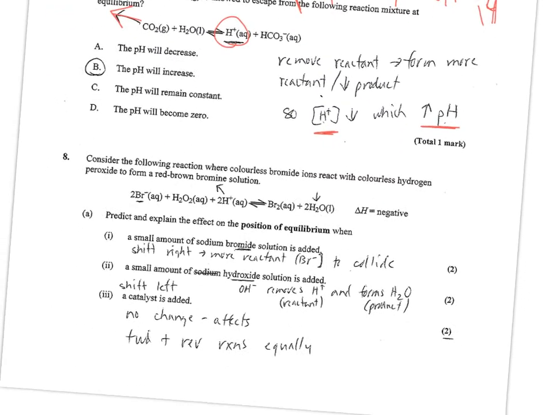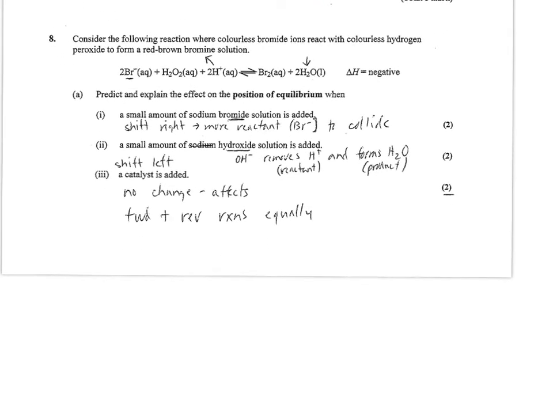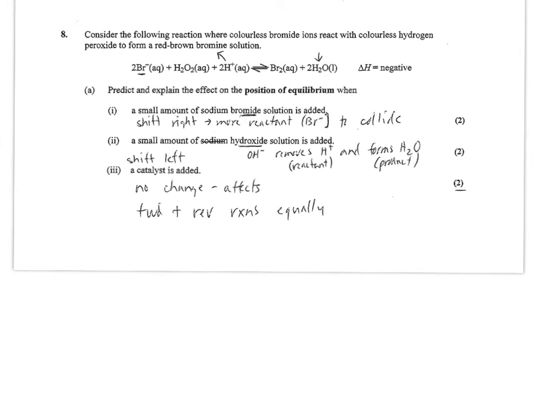And then number 8, consider the following reaction where colorless bromide ions react with colorless hydrogen to form red-brown. So the left side has no color, the right side is the side where we see the red. So predict and explain the effect on the position of equilibrium when a small amount of sodium bromide solution is added. And with both 1 and 2 here, it's like, where's the sodium going?